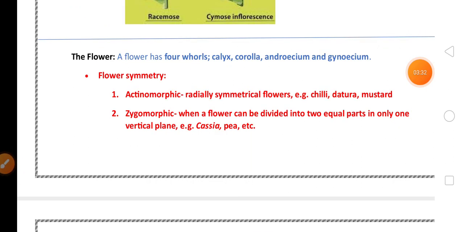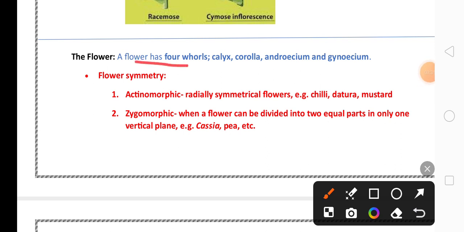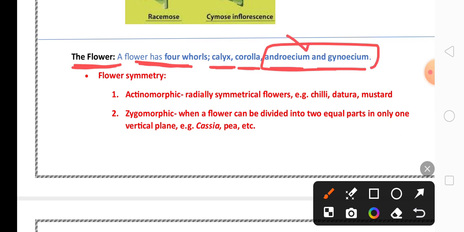Now for 2 marks they'll ask the 4 whorls of the flower. Flowers are the reproductive structures. It has 4 whorls. Outer is calyx, then corolla, androecium and gynoecium. Androecium is a male reproductive part, gynoecium is a female reproductive part of the flower, whereas calyx and corolla are the accessory whorls.